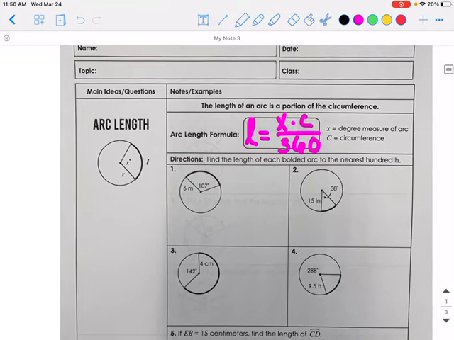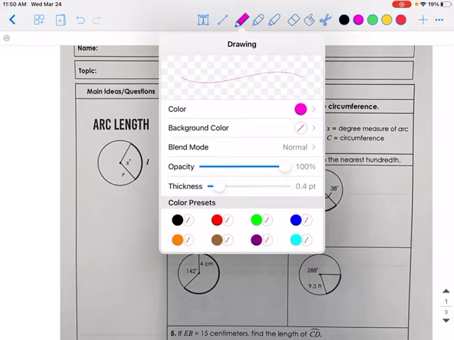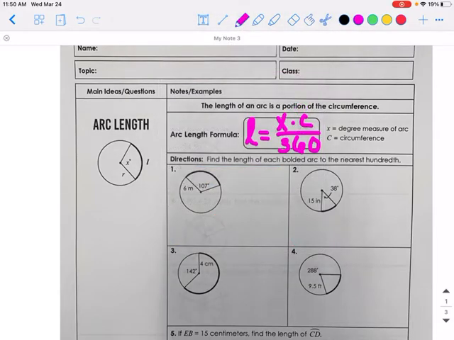Okay, so with that being said, let's thin this out. First thing we have to do is find the circumference of the circle. And remember, circumference is equal to 2 pi radius. And in this case, for number 1, the radius is 6. So we actually technically have everything we need. The degree measure is 107, so x is 107 in this instance, times 2 pi radius, which is 6, all over 360.